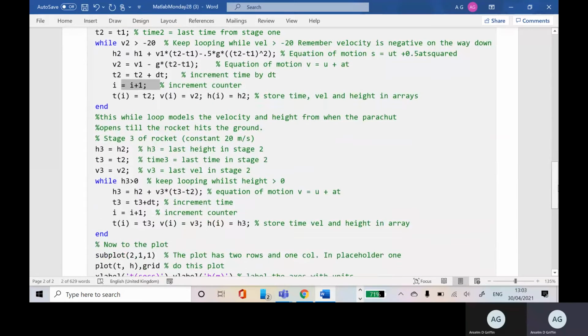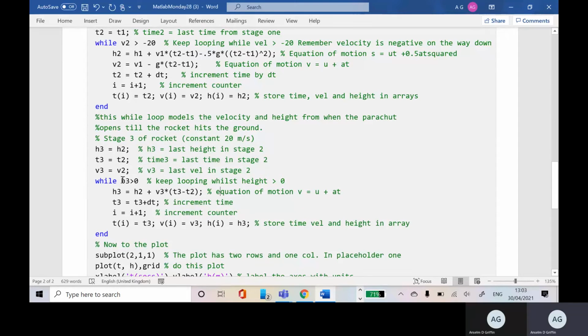Then while the V2 is greater than minus 20, so remember it'll be going minus 16, minus 17, minus 18, minus 19, minus 19.9. And then when it gets to minus 20, what happens? The parachute deploys. And the idea of the parachute is it'll float down with a constant velocity of minus 20. So H3, T3 and V3 are there to model the flight of the rocket, the third stage.